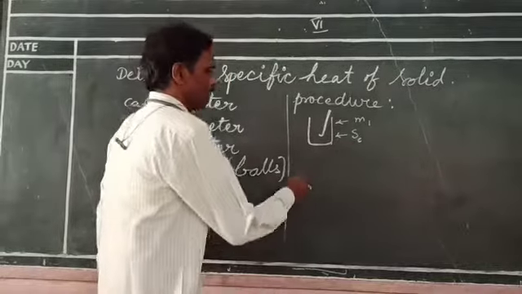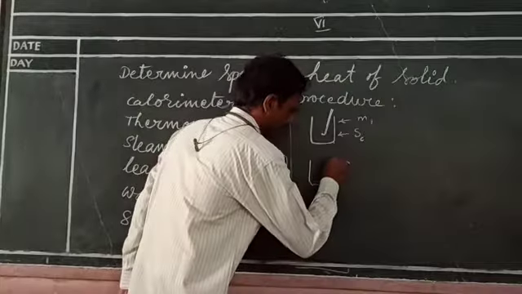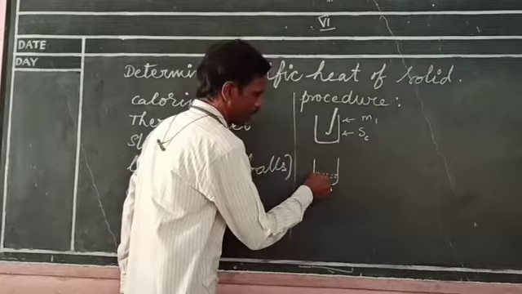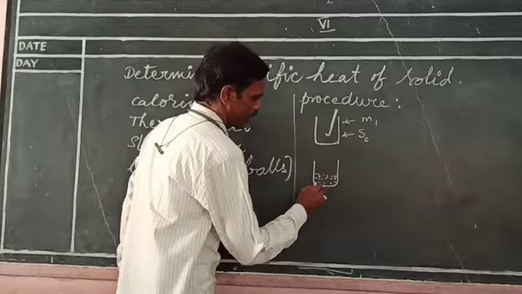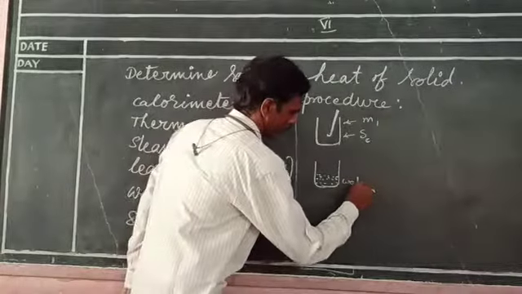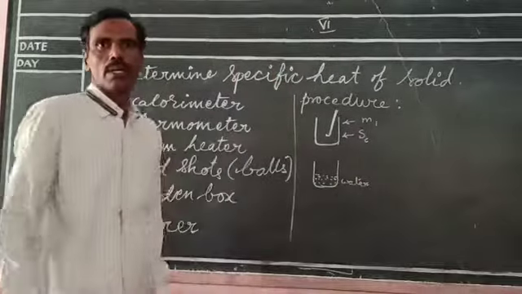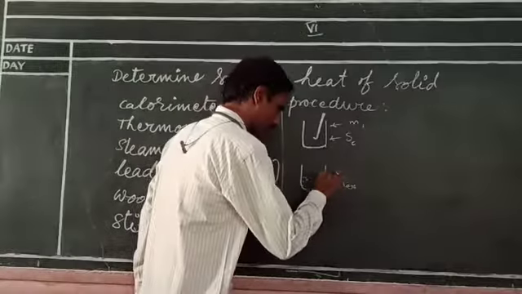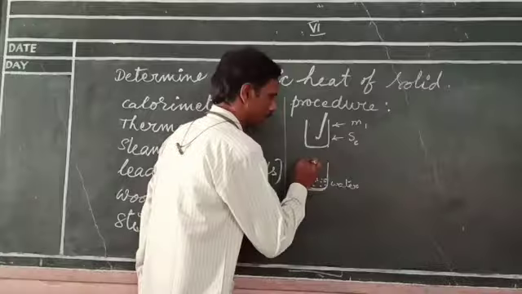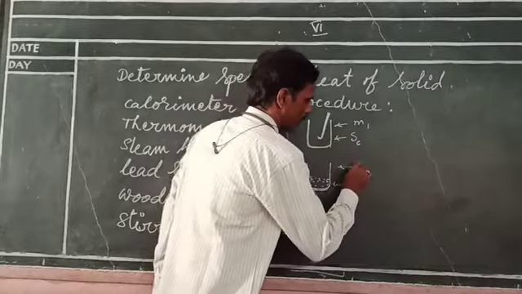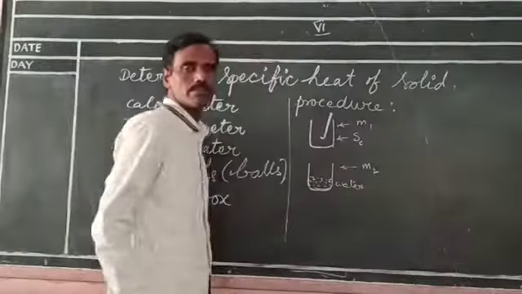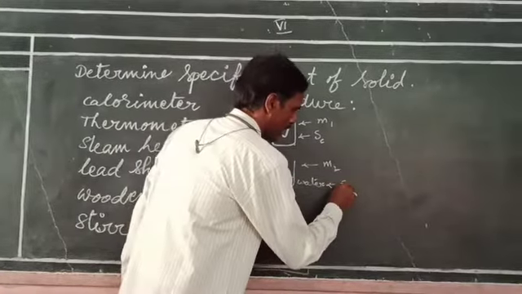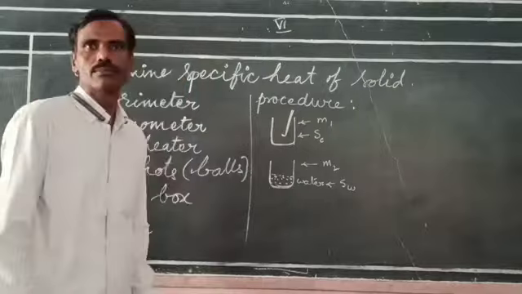Now pour water, fill 1/3 of the calorimeter with water. Now find the mass of the calorimeter along with the water. Let it be M2 and the specific heat of water be assumed as SW.